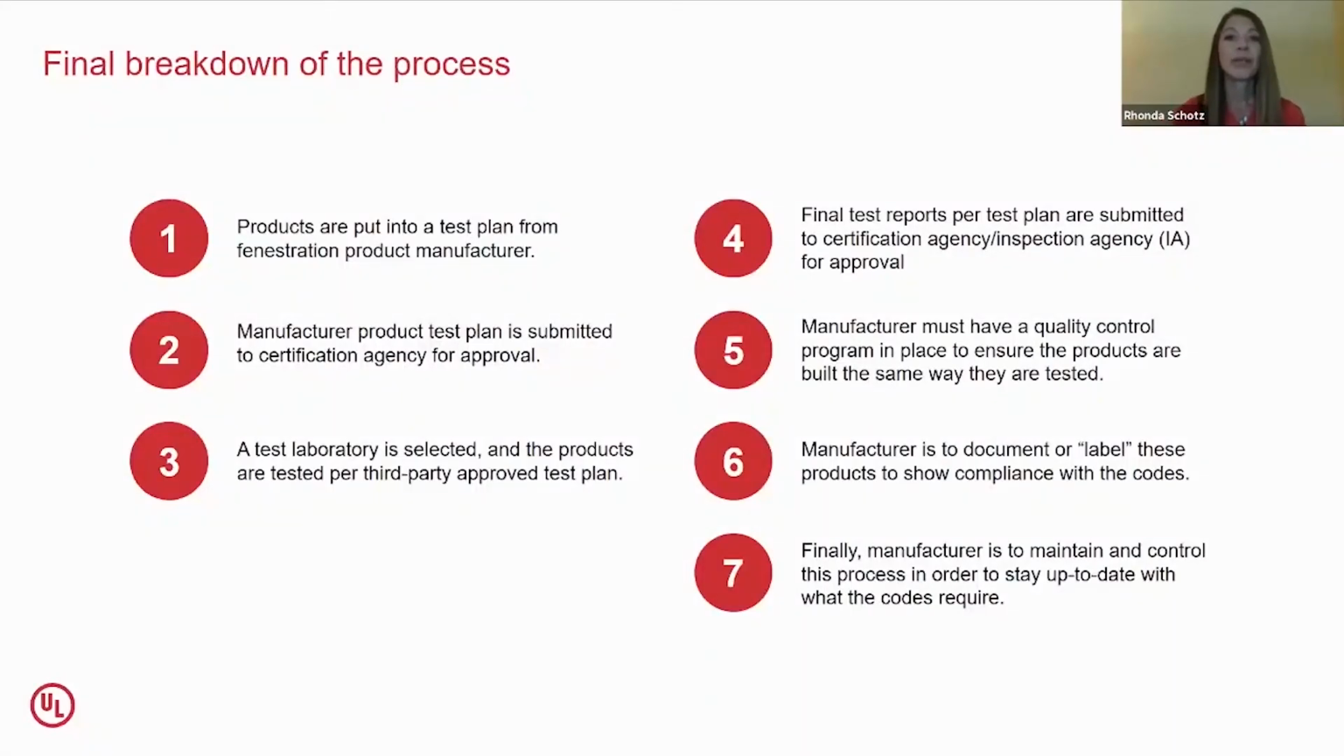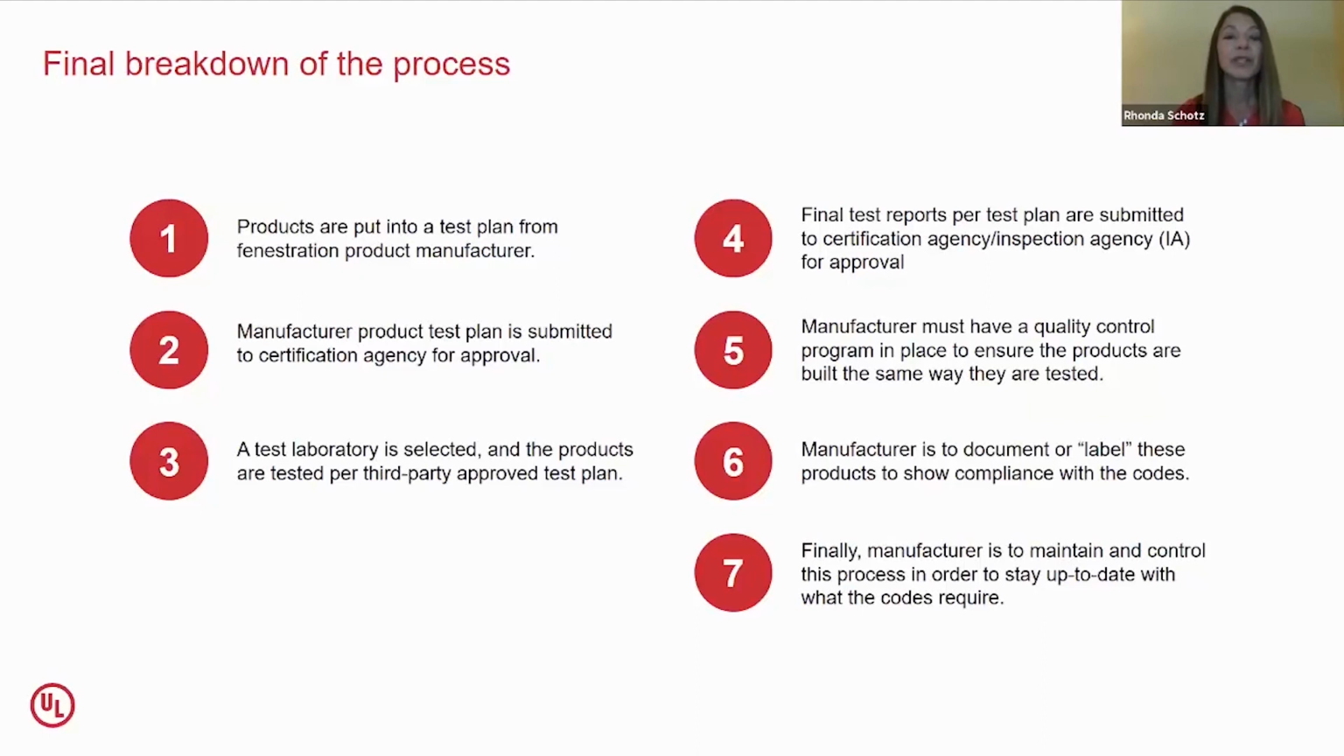So the final breakdown of the process is products are put into a test plan from the fenestration product manufacturer. The manufacturer's product test plan is submitted to their third-party certification agency for approval. Then a test laboratory is selected and the products are tested per the approved test plan. Final test reports per the test plan are submitted to the certification agency or inspection agency for approval.